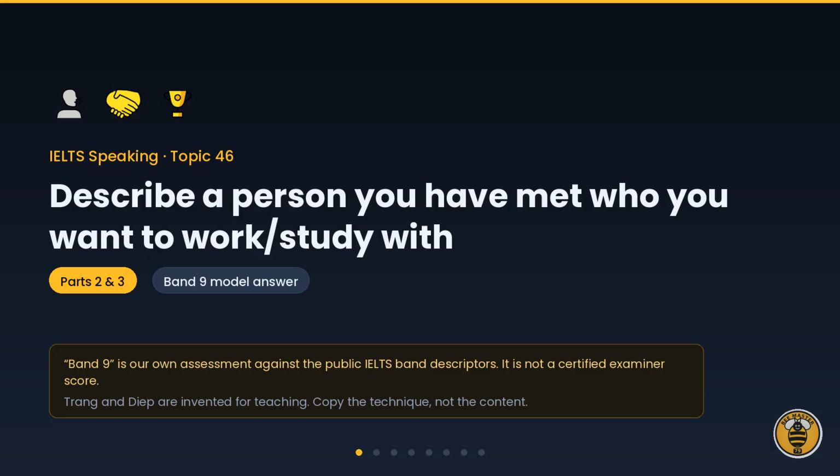When we say band 9, that is our own assessment against the public IELTS band descriptors. It is not a certified examiner score, and the candidate, Trang, and the person she describes, Deep, are both invented for teaching. Copy the technique, please, not the content.